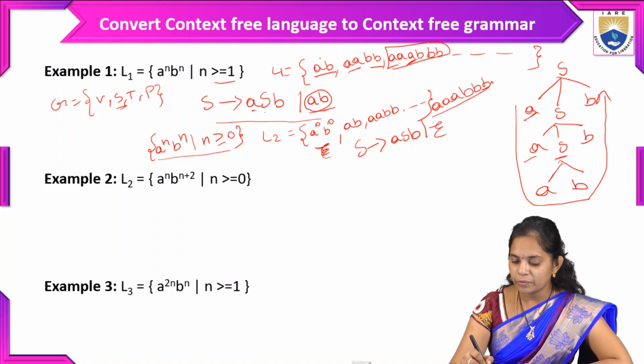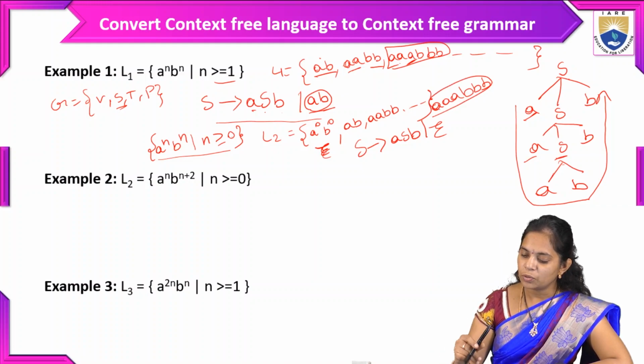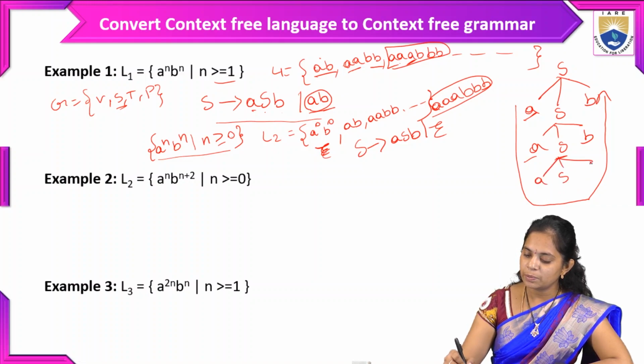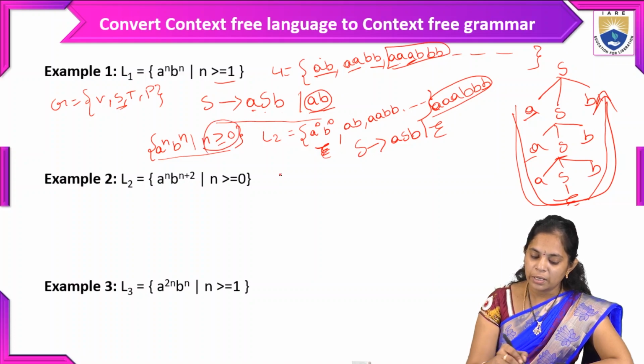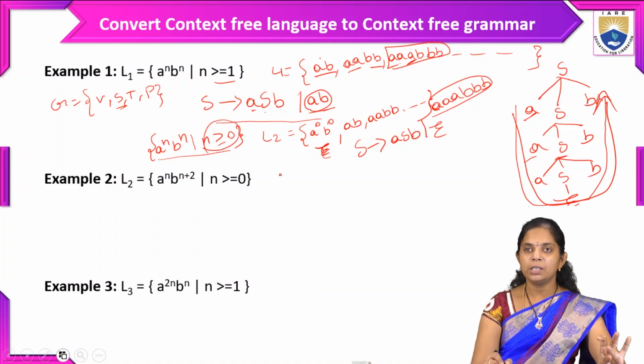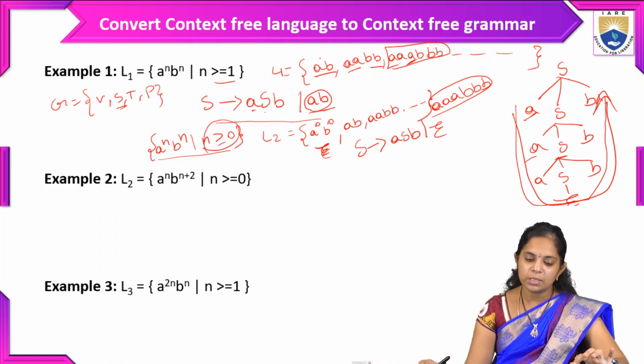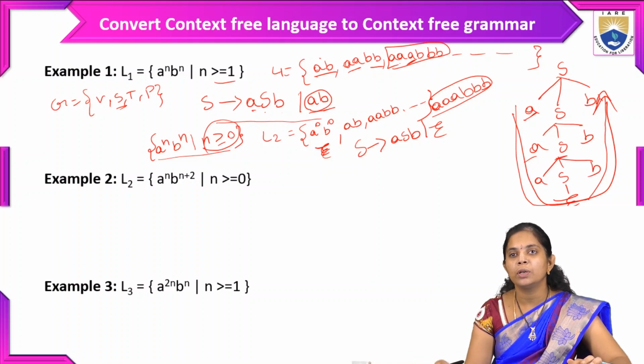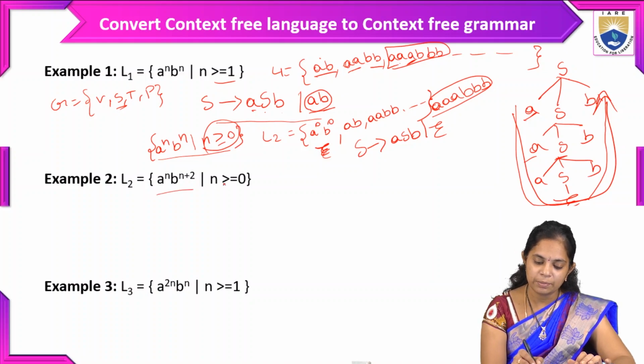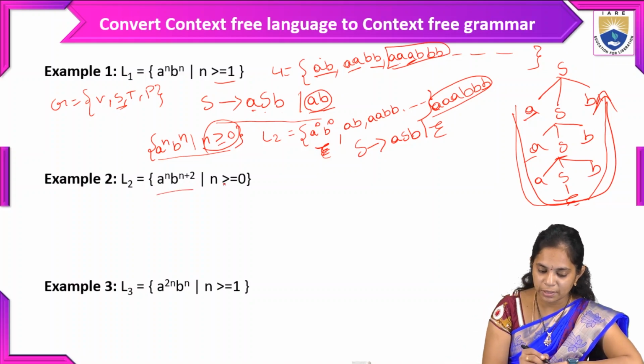For the same string, how will we write it? We replace with ASB again and again, and if we write epsilon at the end, we get the same string. So based on the condition, we change the grammar also. This is one type of language for which we construct the grammar. Now for another kind of example, we will discuss.